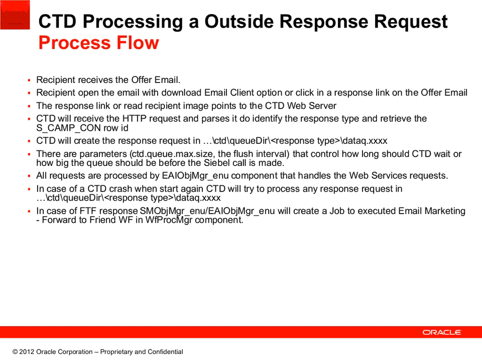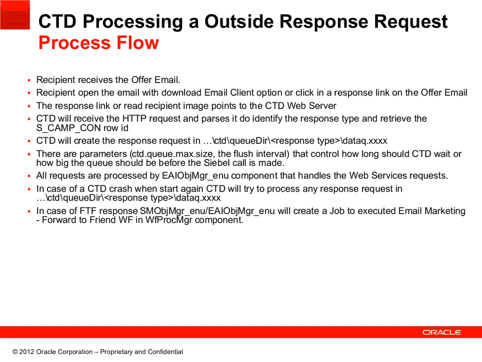CTD will create the response request under the CTD queue directory, response type data queue.xxx. So there will be a distinct folder for each response type, like click-throughs, forward to friend, unsubscribe, subscribe to list. For each and every response type, there will be a folder created, so based on the type of response, the files will be created under those folders. All these requests are processed by EA Object Manager whenever a call is sent from CTD to process the request.